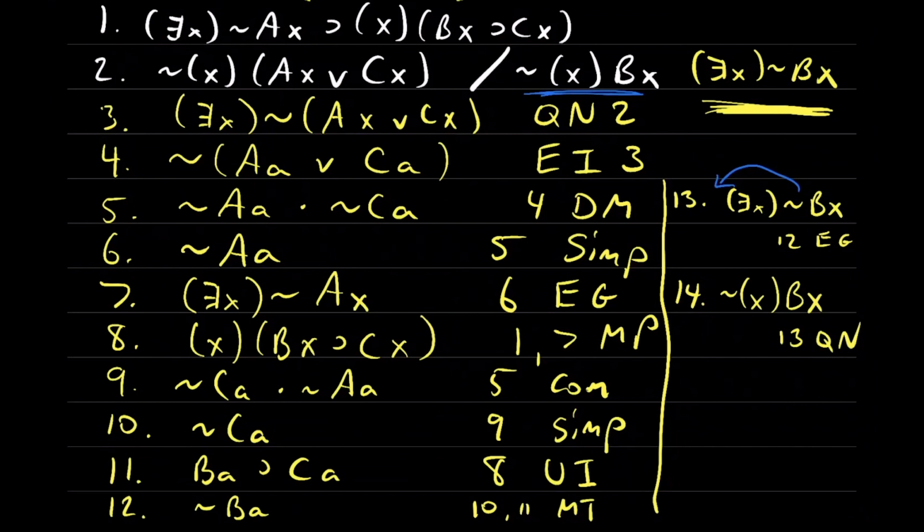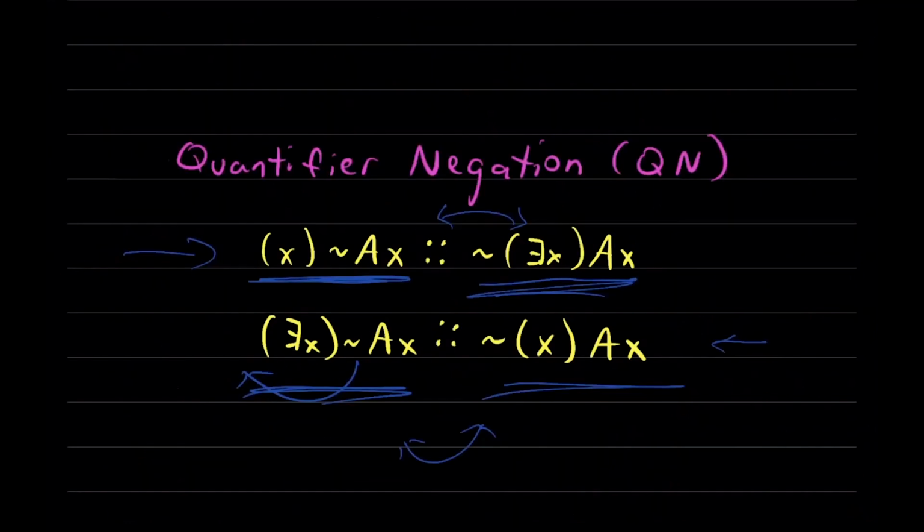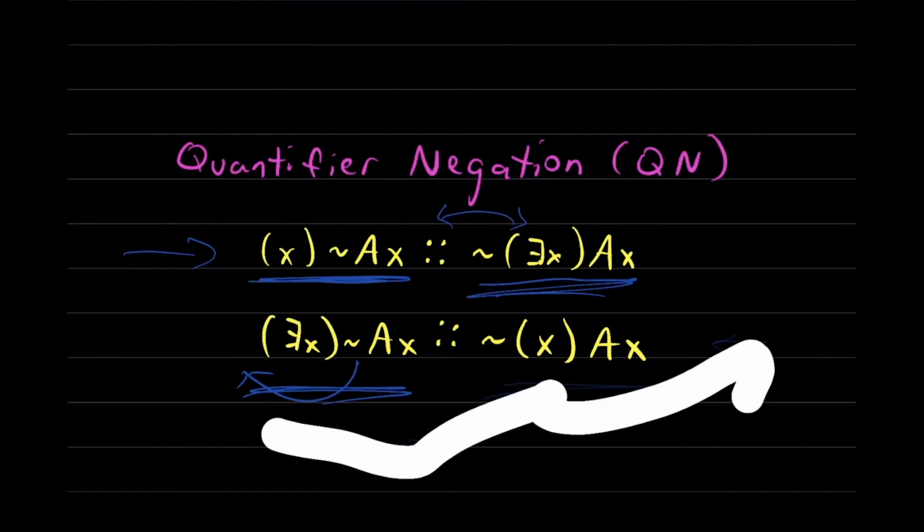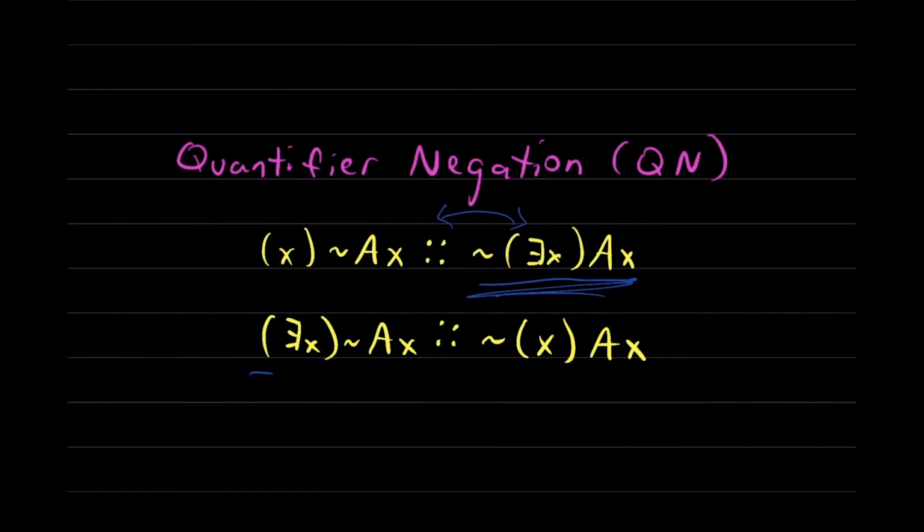So just to reiterate, let me go back up to the rules themselves. I'll do just a little cleanup here to make this easy for you guys. There we go. Delete that, delete that. Accidentally got a G there. There we go. Quantifier negation.